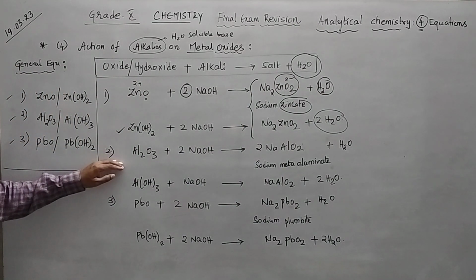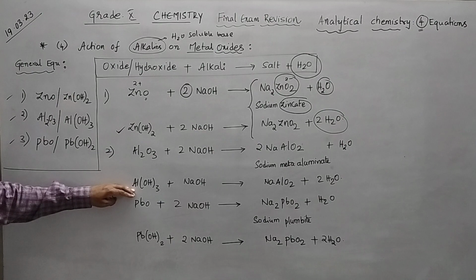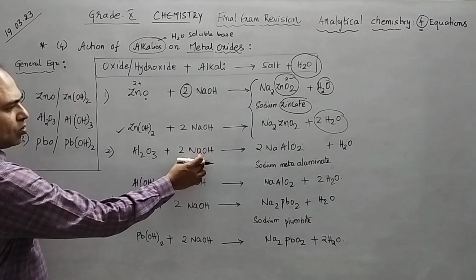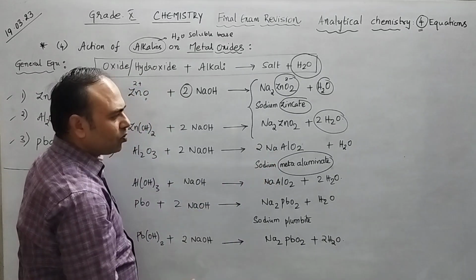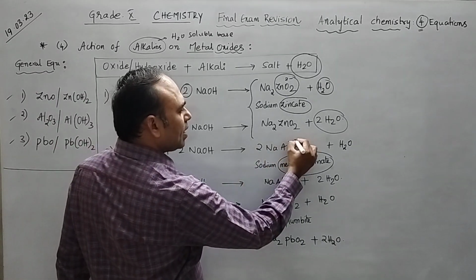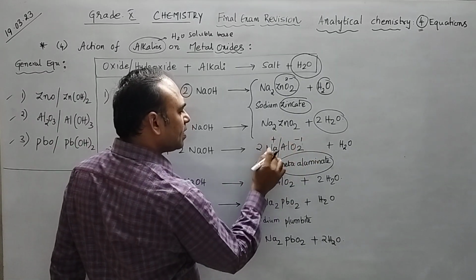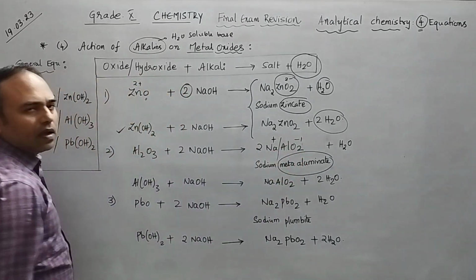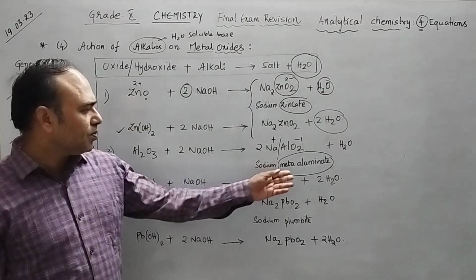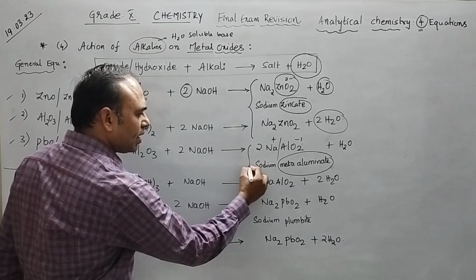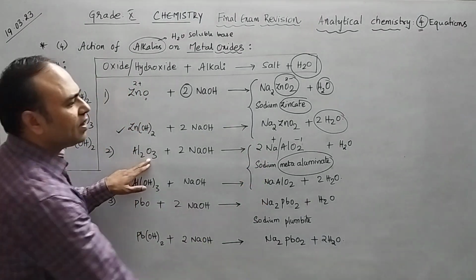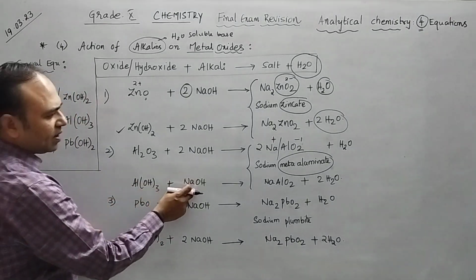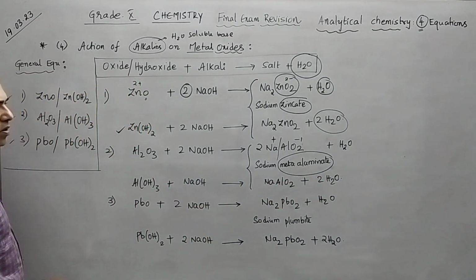Coming to the second one, that is aluminum oxide or aluminum hydroxide, with NaOH, what do you get? Meta-aluminate will be your salt. What is meta-aluminate? NaAlO2, so this is Na plus and AlO2 minus 1. So this is meta-aluminate. In both the cases you are going to get meta-aluminate. But what is the difference? Oxide gives 1 mole water, hydroxide gives 2 moles water. That is the only difference.